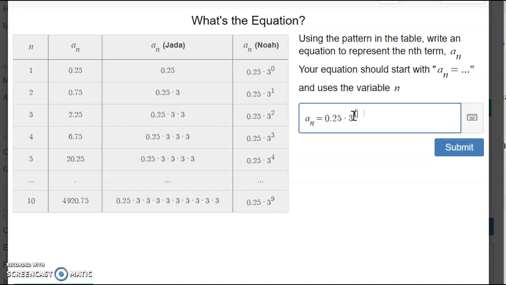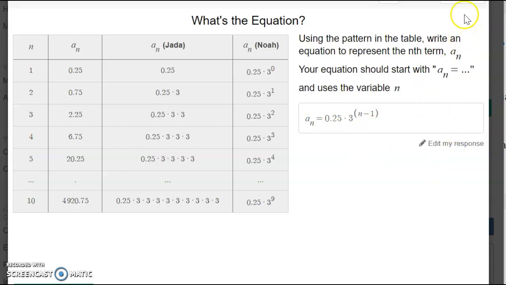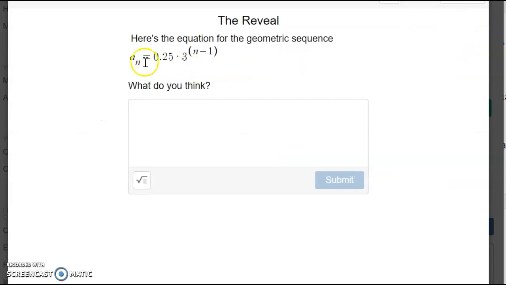okay, now this is the tricky part. For the second term, we multiply by 3 to the power of 1. For the third term, it's 3 to the power of 2. Fourth term, 3 to the power of 3. Do you see that it's always 1 less than the actual value of n? So I need to put n minus 1 here. Okay, so that's going to be my equation. And the next card tells you what the correct answer was.